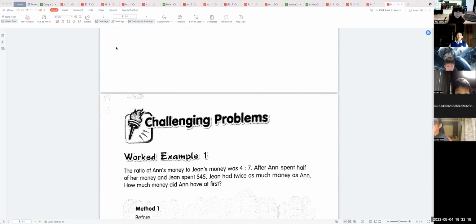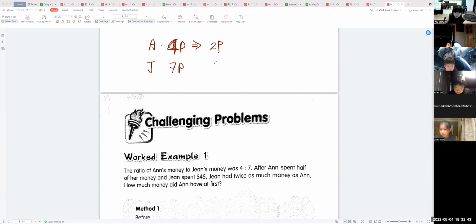So let's take a look at this one, okay? This question is a little bit hard. Annie's money to Jane's money is 4 to 7. So 4 portions to 7 portions. After Annie spent half of her money, now Annie's half will be 2p, right? Before it's 4p, now it's 2p.